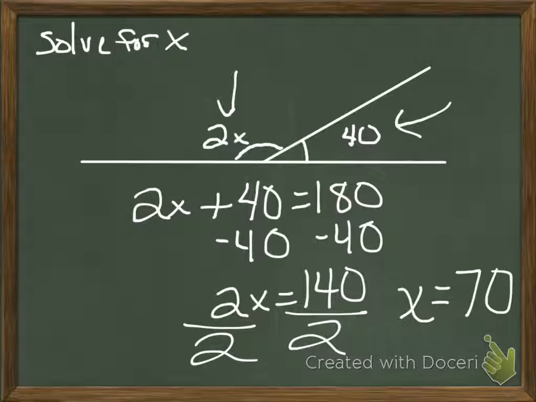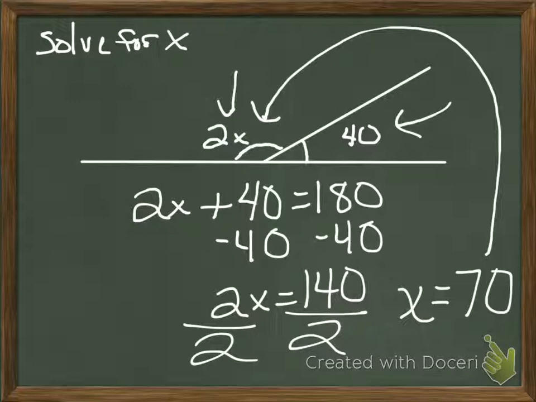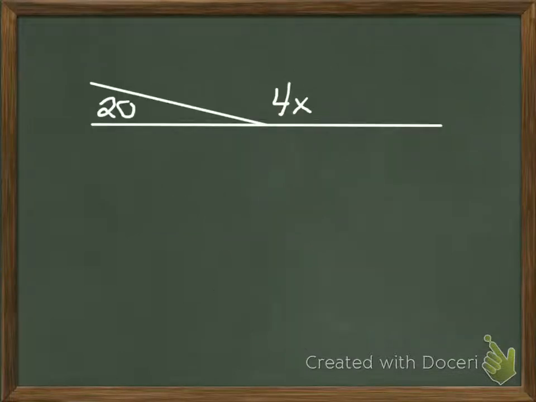Alright, so do not be confused. This angle right here is not 70 degrees. X equals 70. So really, this angle over here is actually 2 times 70, which is 140. But what they wanted us to do was solve for x, so our answer is 70. Let's take a look at another example.